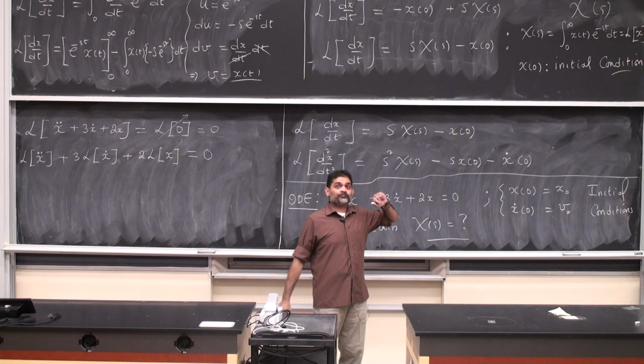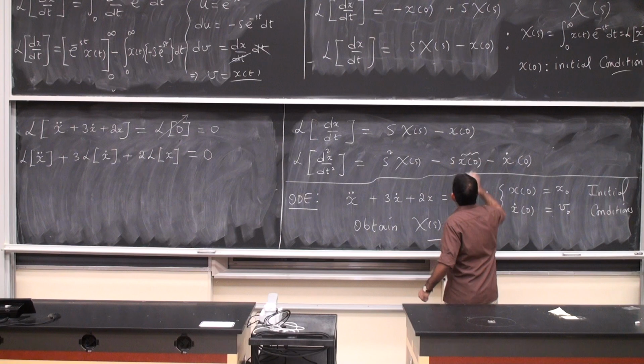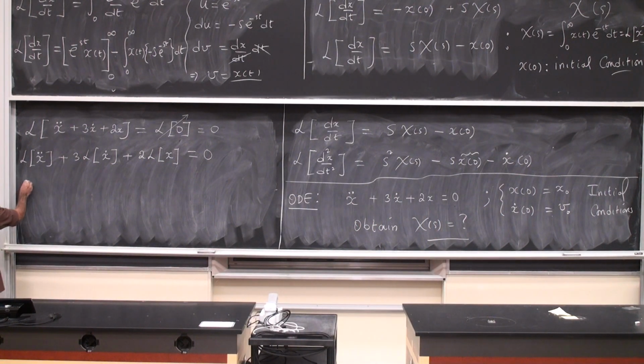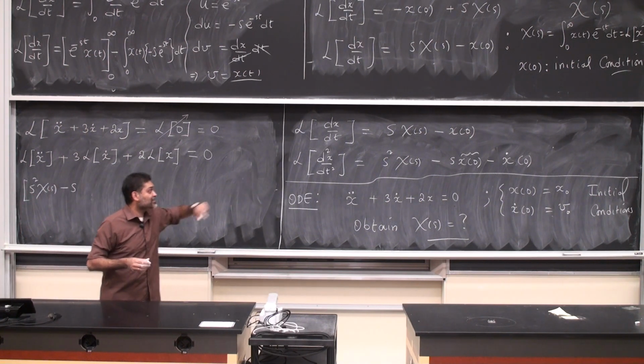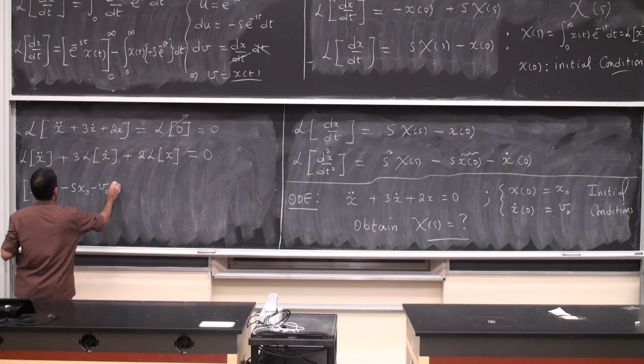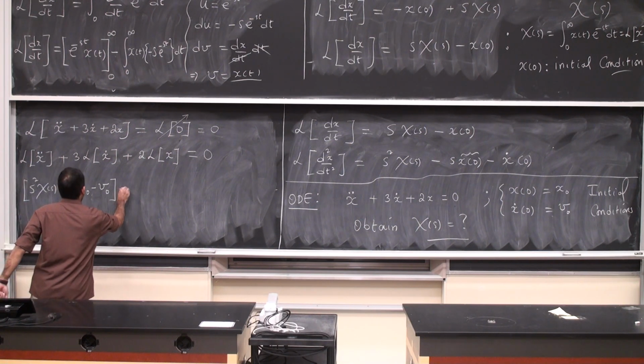Do the substitutions. X of 0 is x naught, x dot of 0 is v naught. So Laplace of x double dot is Laplace of d square x by dt square. The first term becomes s square X of s minus s times x naught, where x naught is x at t equal to 0, minus v naught. Is everybody on board with what I have written here? Are there any questions? I've just directly substituted for x of 0 and x dot of 0. Nothing funny or tricky going on.